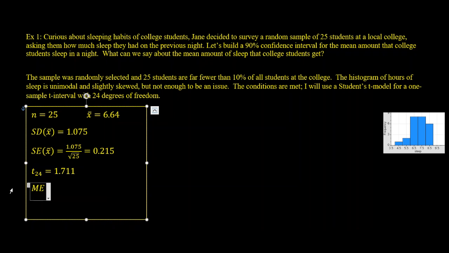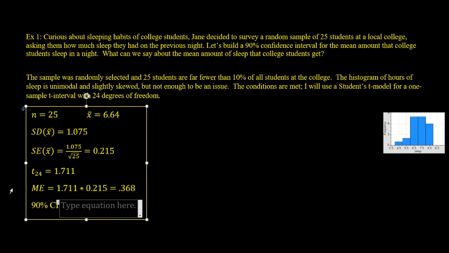The margin of error will be 1.711 times our standard error, which was 0.215. And this comes out to be 0.368. So our margin of error is 0.368 hours. Our 90% confidence interval will be 6.64 plus or minus that 0.368.